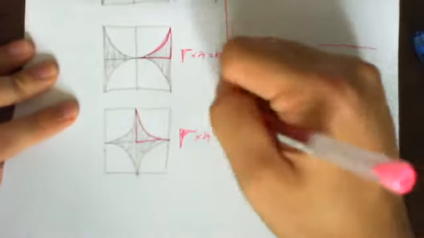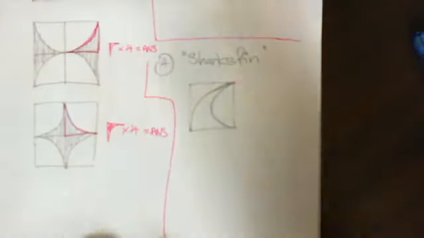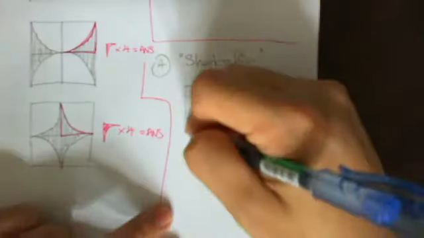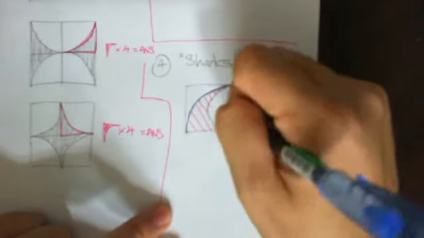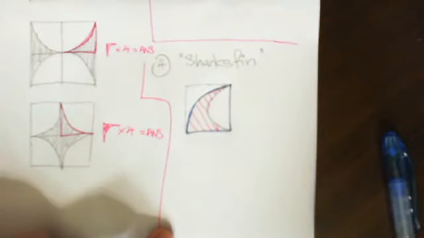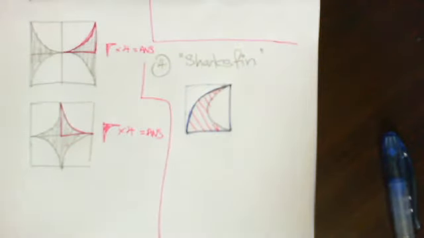Last shape, something that I spoke about in class earlier this week, the shark's fin, as I like to call it. Now the shark fin, when they ask you to find the shaded area, this is it. Now it looks a bit difficult, but in actual fact it is a quadrant minus a semicircle.